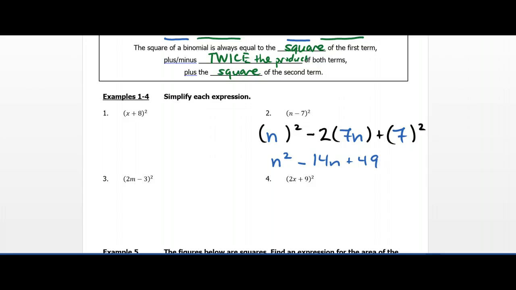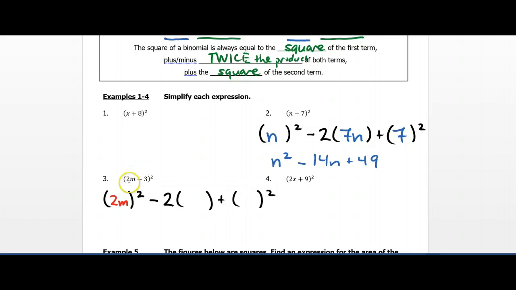Number 3, we have 2m minus 3 quantity squared. Again, square the first term minus 2 times the product of both terms plus square the last term. Okay, that's how we set up this rule here. Your first term in this case is 2m.